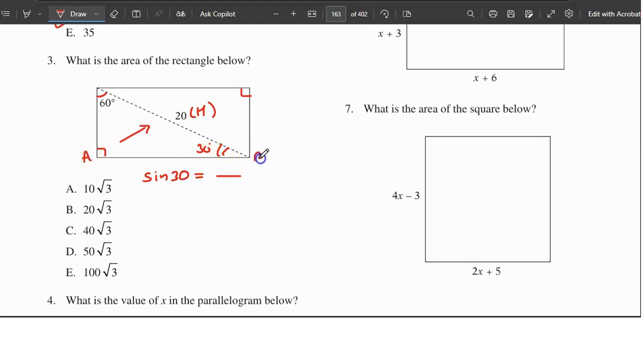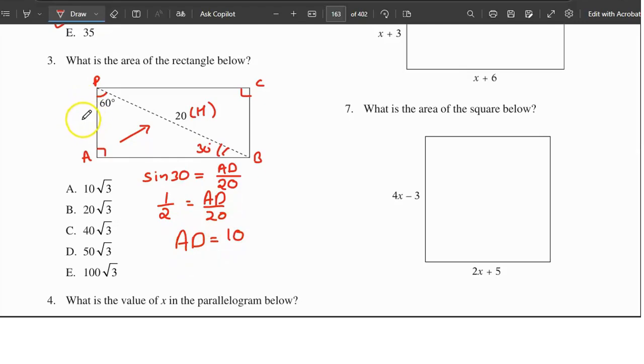This can be ABCD. Now in this rectangle ABCD, if we consider this as our angle, the perpendicular will be opposite to this angle, that is AD, upon hypotenuse, that is 20. So sine 30 will be perpendicular AD upon hypotenuse 20. And sine 30 is 1 by 2. So 1 by 2 is coming as AD upon 20. So AD will come as 20 upon 2, that is 10.